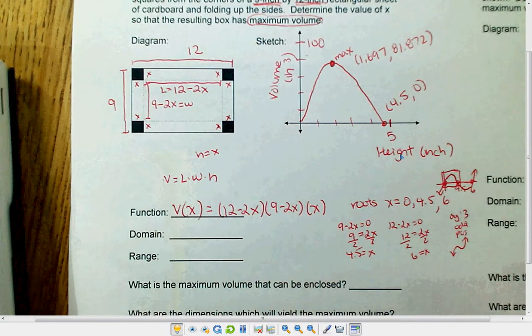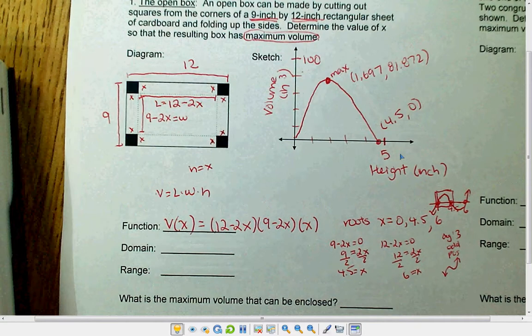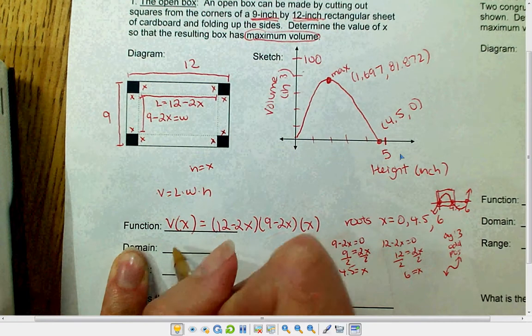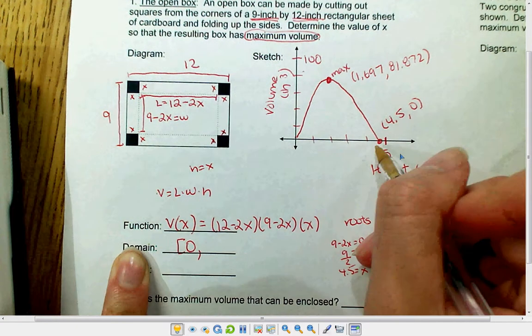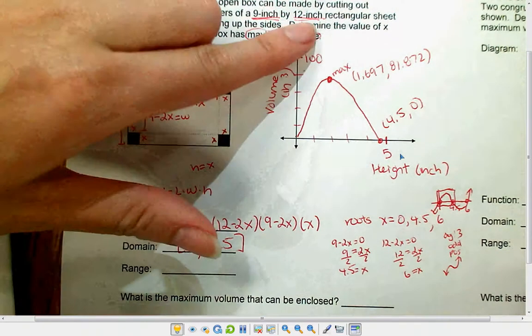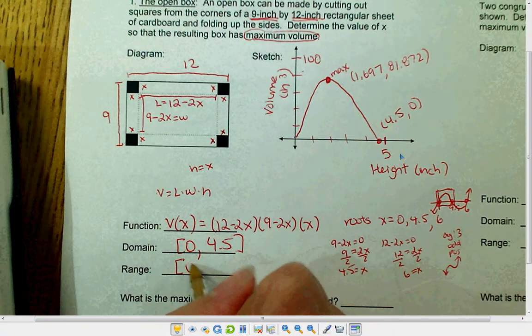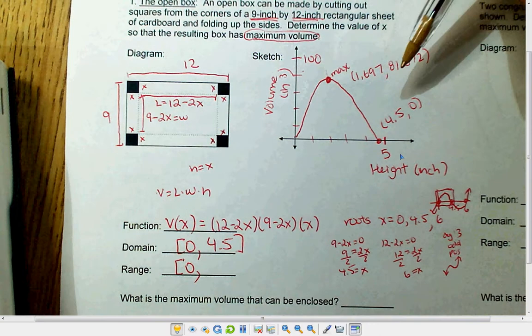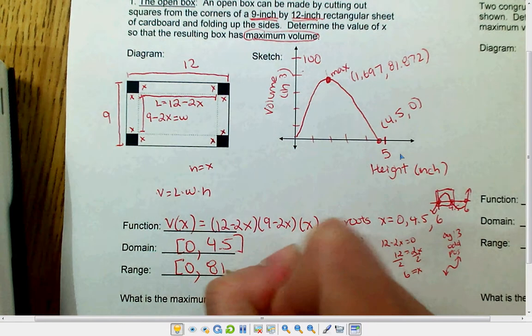Great. So using this, now we can find our domain and range. So our domain is our x's. We're starting at 0, ending at 4.5. Our y's, again, start at 0, and our highest point is the maximum, which gives us a y value of 81.872.